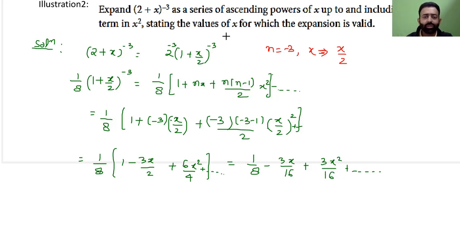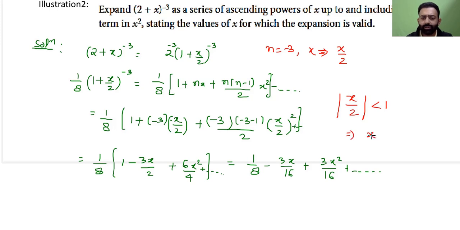And we have to state the values of x for which the expansion is valid. Now we know that for this binomial expansion to converge, the value of x by 2 should be less than 1. Value means the magnitude, so we have to take the modulus sign. Basically, because instead of x we have x by 2, the modulus of x by 2 should be less than 1.